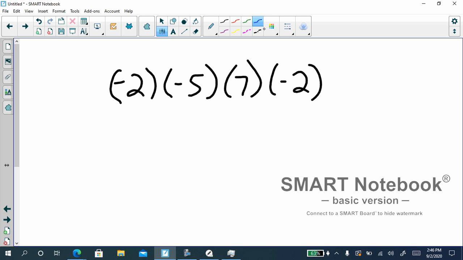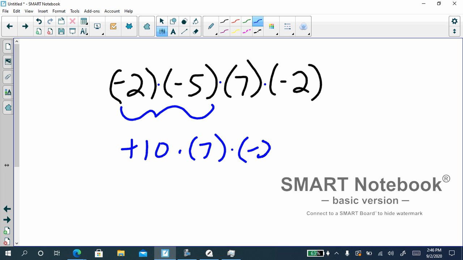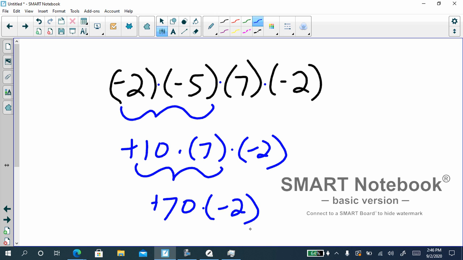Okay, here we have 4 numbers multiplied together. So we can just multiply straight across. When we multiply the first 2 together, we have a negative times negative, and 2 times 5 is 10. Then bring down the other numbers. Then we do 10 times 7. Positive times positive is positive. 10 times 7 is 70. And then we bring down the negative 2.